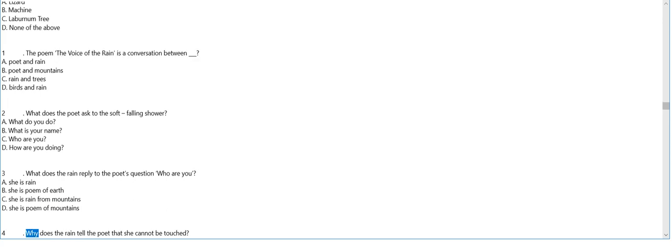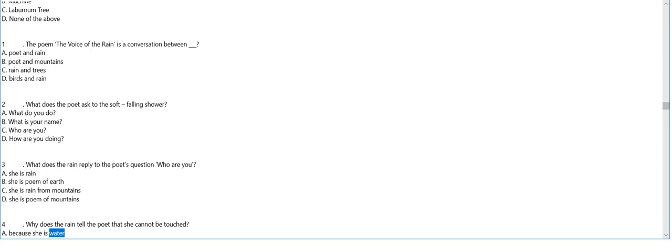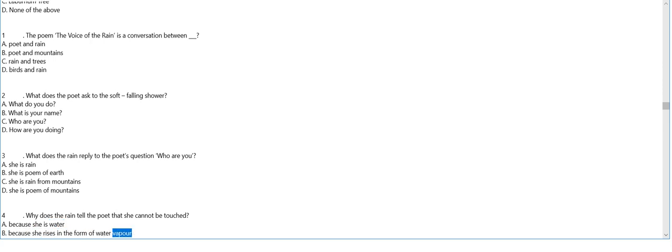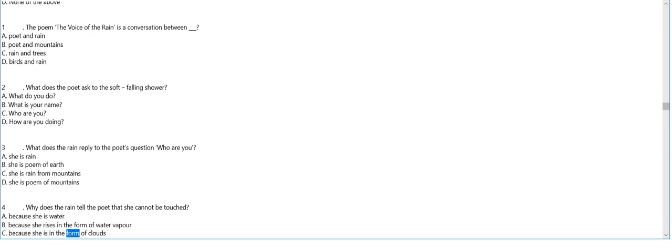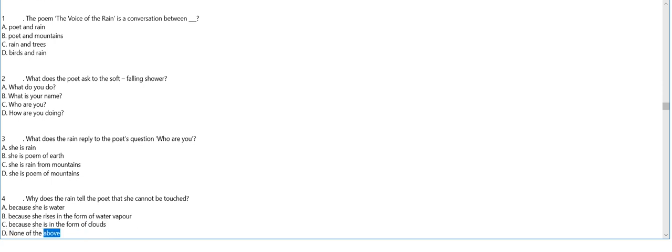4. Why does the rain tell the poet that she cannot be touched? A. Because she is water. B. Because she rises in the form of water vapor. C. Because she is in the form of clouds. D. None of the above.